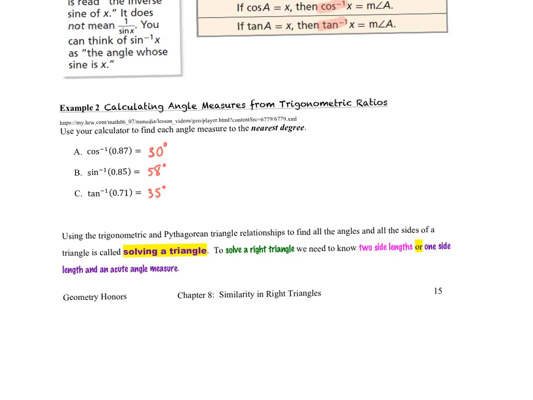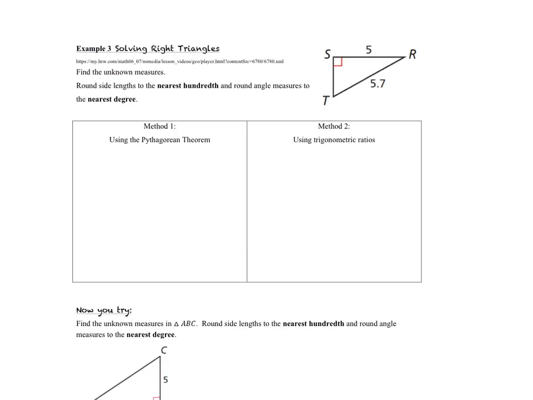So we'll be able to use trigonometry and or the Pythagorean theorem to find all angles and all sides of a triangle. When we do this, it's called solving a triangle, to find every side length and every angle measure. So in example 3, we're going to take a look at finding the side length using the Pythagorean theorem and trig ratios.